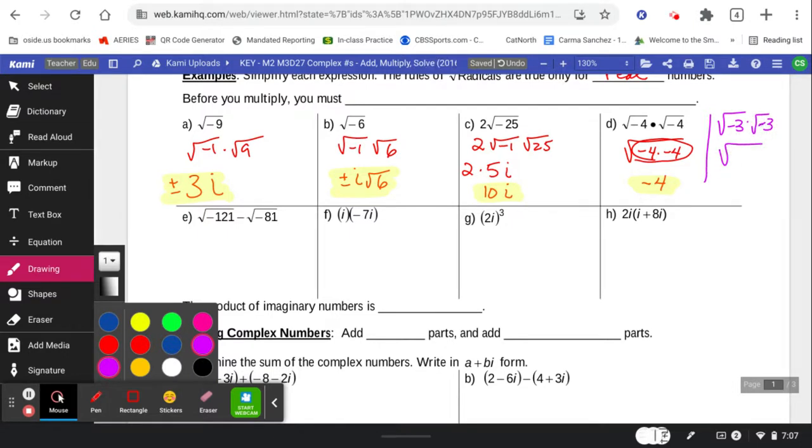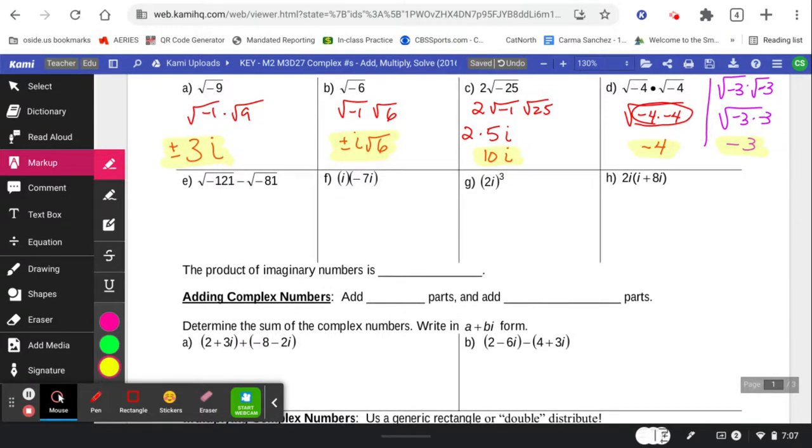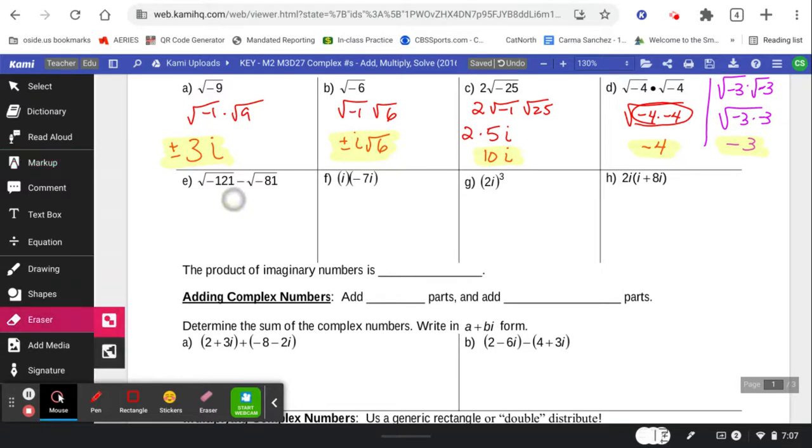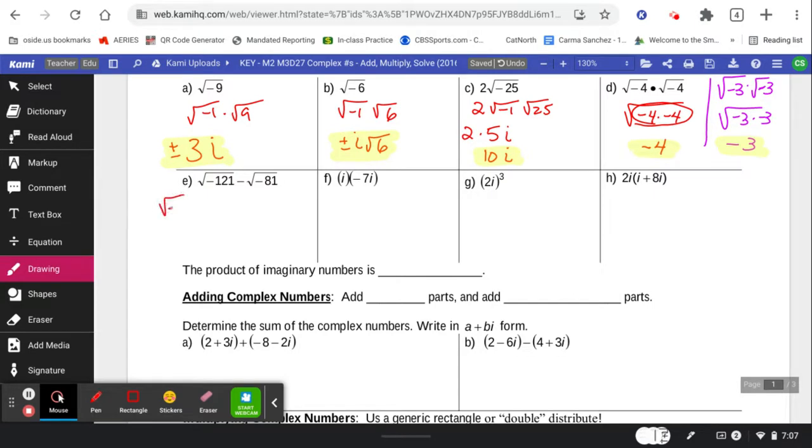Okay, what'd you get? If you got -3, awesome. All right, square root of -121 and square root of -81. There's a minus in between these two things, so they're being subtracted. Let's see what we get. The first one, an i can come out, and square root of 121 is just 11.